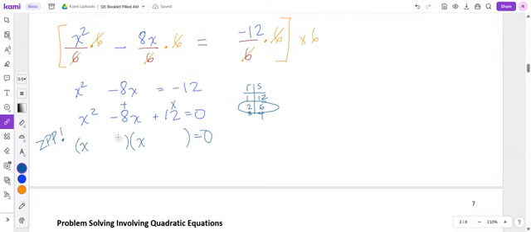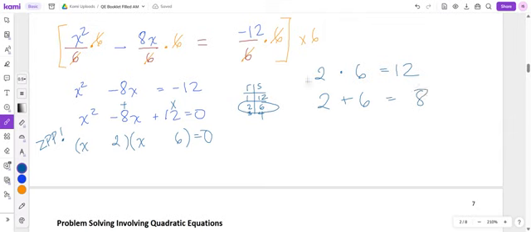And then I know there's going to be a 2 and a 6. But now I have to think about the minuses and pluses. So if my last number is positive 12, that means 2 times 6 equals positive 12. But I'm seeing a negative here, right? If I try 2 plus 6, that equals positive 8, not negative 8.